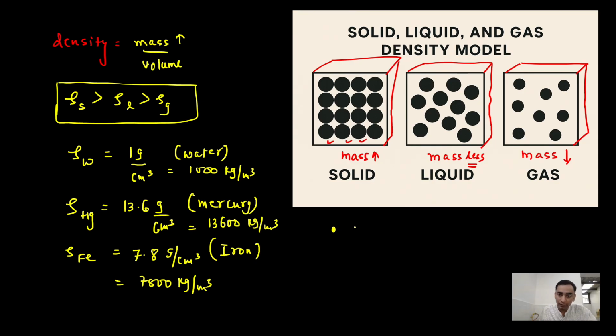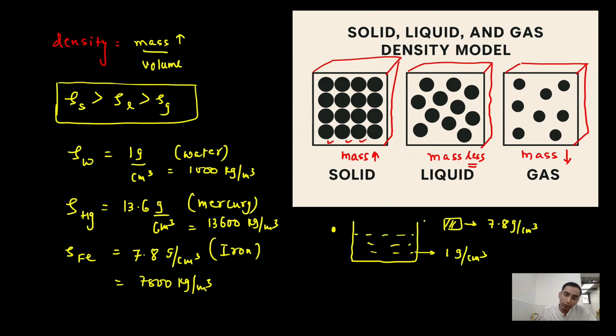If the density of the material is high, that substance will sink in that liquid whose density is low. So, for example, if I say that this is a solid whose density is, say, 7.8 gram per centimeter cube, which is iron, and this is water. So the density of water is 1 gram per centimeter cube. So if you immerse this solid inside the liquid, what happens is this solid is going to sink.